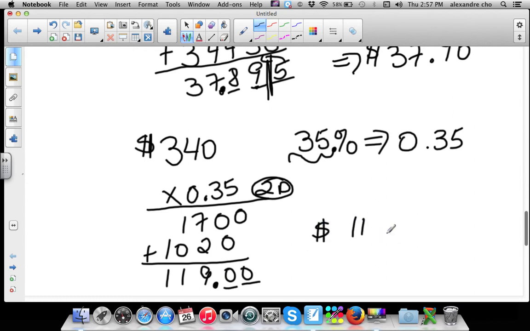That's going to be taken off from my original value of 340. So since the question didn't ask for the new total, but just how much I'm going to save, this is how much I'm saving. Okay, they're going to take $119 away. Okay.